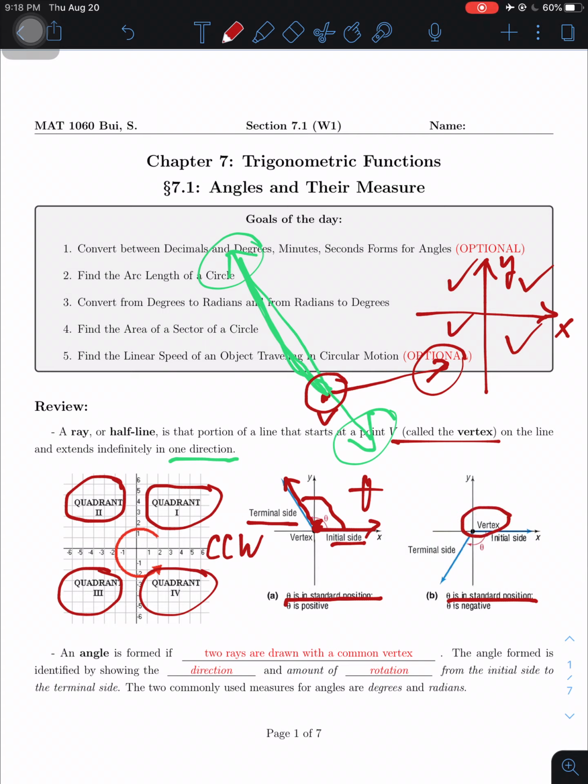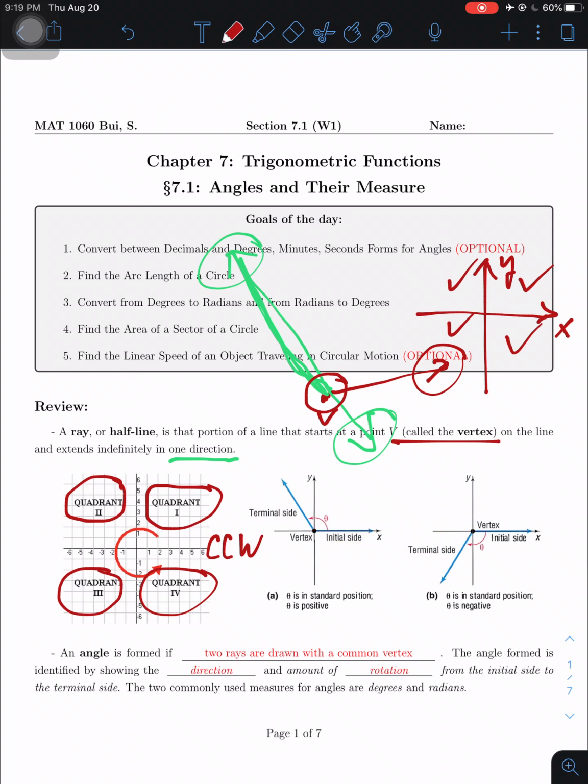Okay, so every angle will have a measure, right? Like how wide the angle is, how wide the gap between the 2 rays is. That tells you how much rotation you have for the angle. That would be the measure of an angle. Okay, and all angles will have a direction. For this one, let me backtrack a little bit so you guys can see the arrow on each of the angles in here.